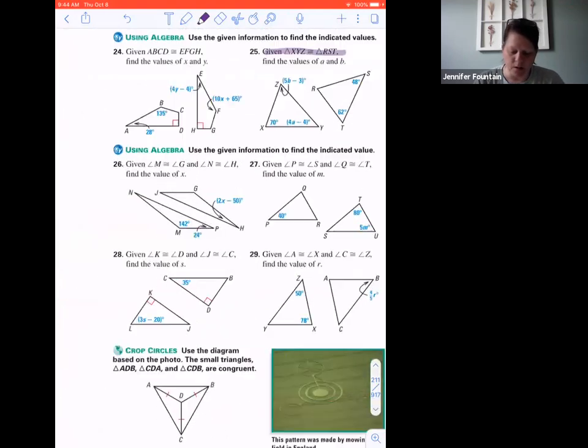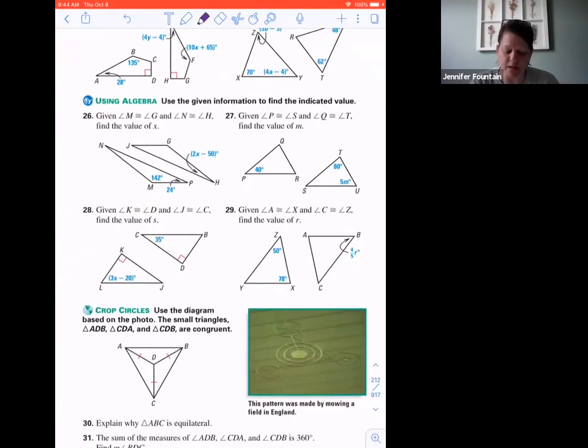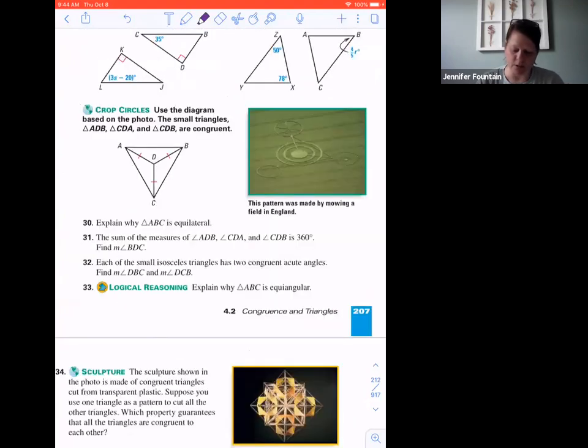Moving on down to 27, it says use the given information to find the indicated value. Again, on 27, you're going to be doing the same thing, same with 29, okay? Moving down, talking about crop circles, it says use the diagram based on the photo. The small triangles, triangle ADB, CDA, and CBD are congruent, okay? In 31, the sum of the measures is 360, so find the measure of BDC. And then 33, it says explain why triangle ABC is equiangular.